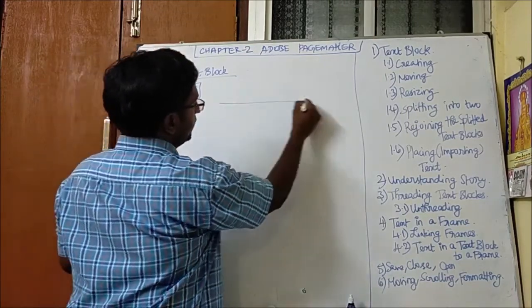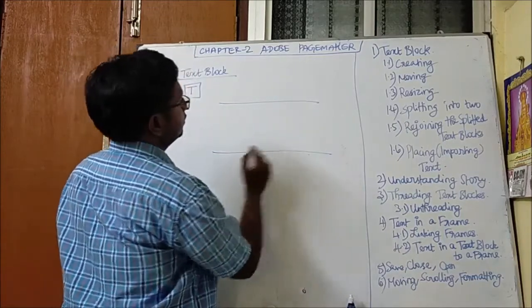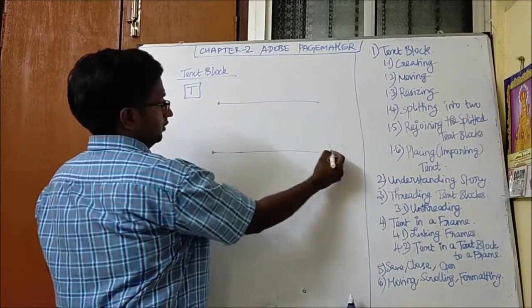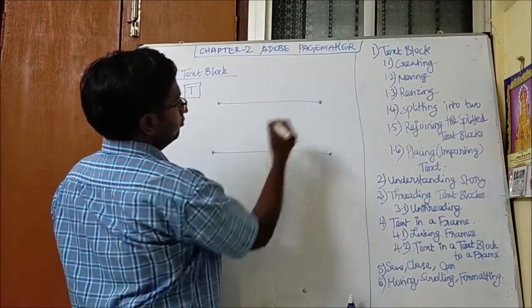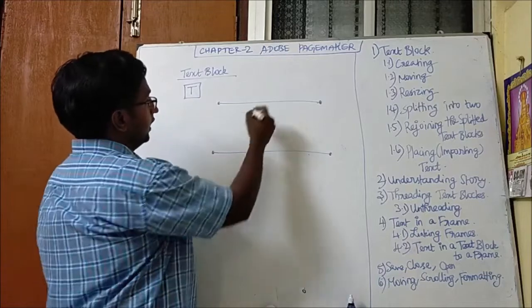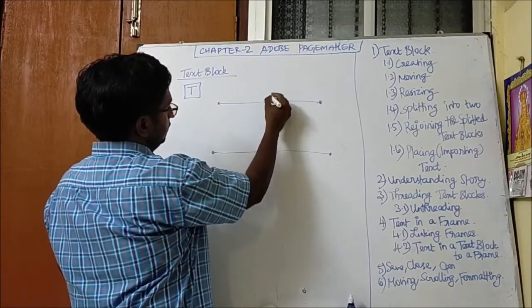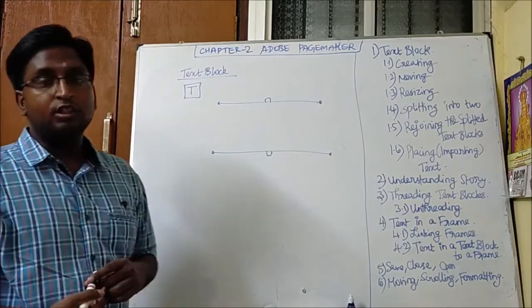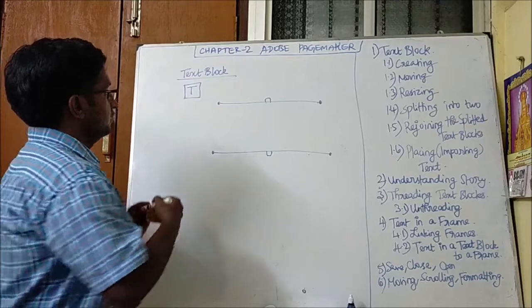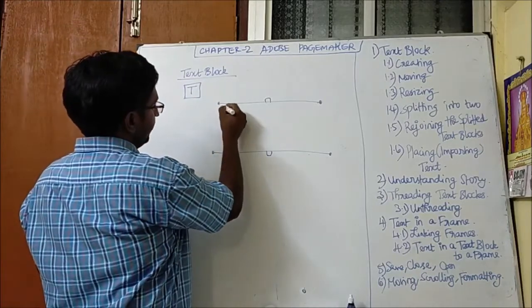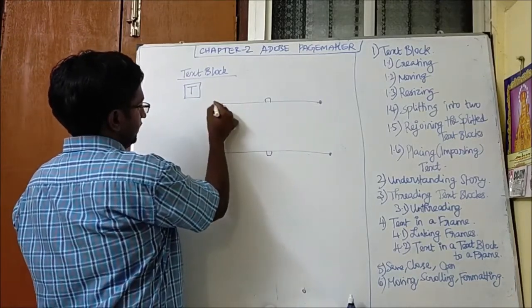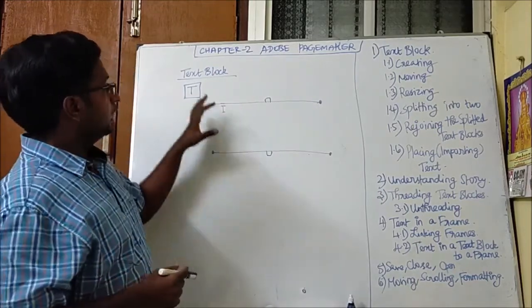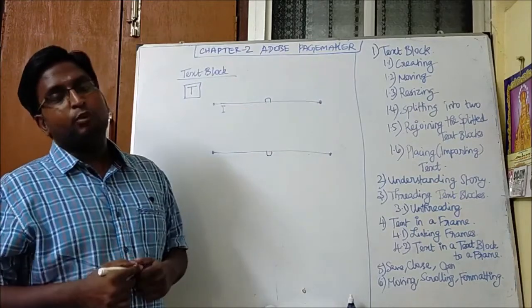So the text block will be generated. You will be having the resizing button, and you will be having a small cap shape both at the top and bottom of the text block. In this, the cursor, the insertion pointer, will be waiting. So this is how we create the text block.